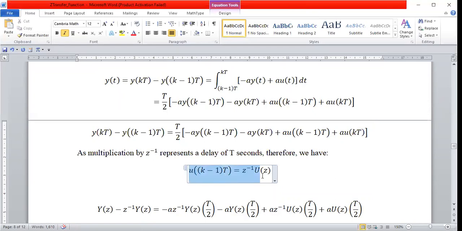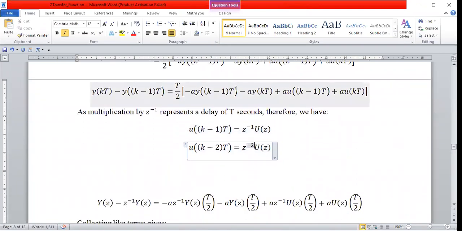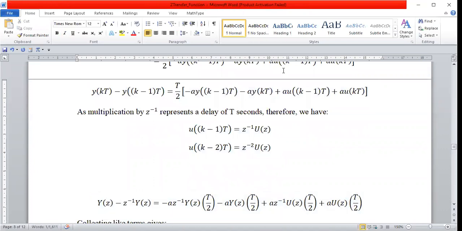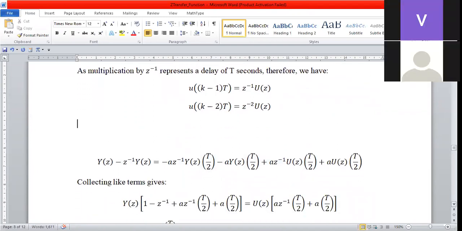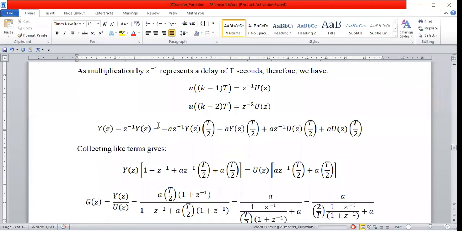So if it was k-2, the z transform is going to be z to the power of minus 2. So using this approach, the one I just typed, you can see how you move from here, which is in the discrete time domain, to here, which is in the z domain. So you can just follow in the class. After the class, you can just try to follow along how we did that.